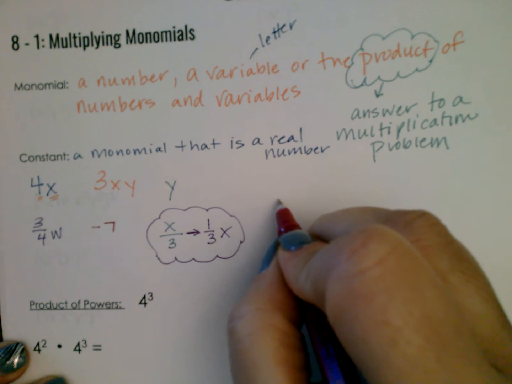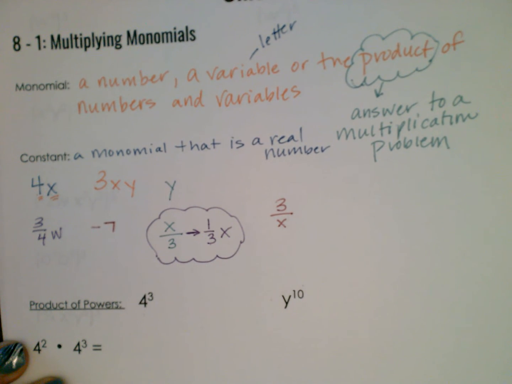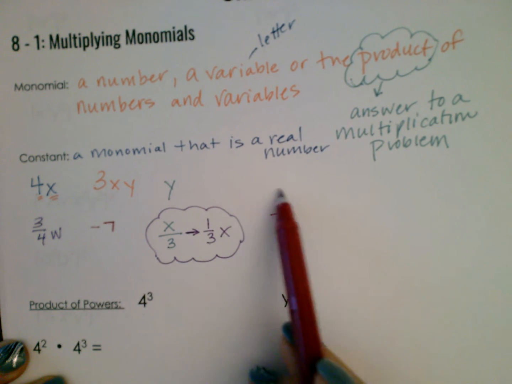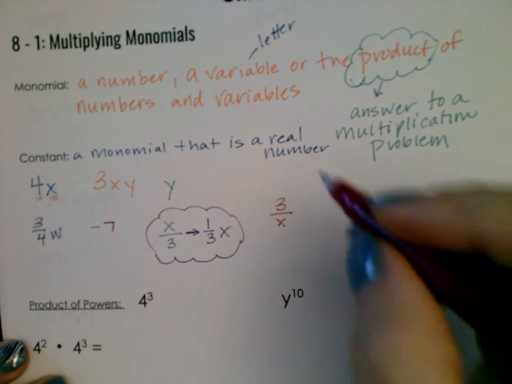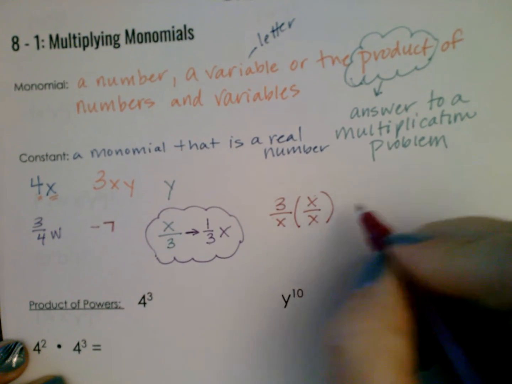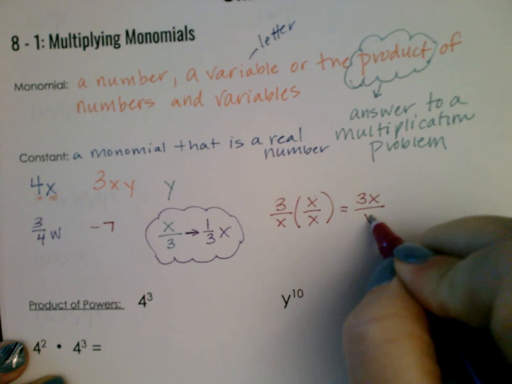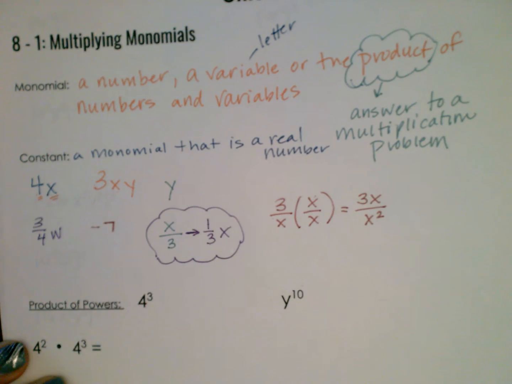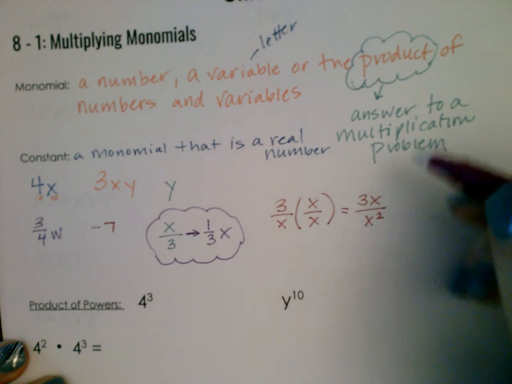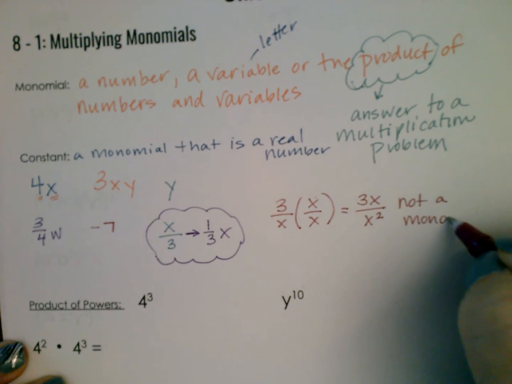Then my question would be, would 3 over x be considered a monomial? Well, how do I get rid of this in the denominator? I could try multiplying by 1 in the form of x over x. Oh, wait. Then I would get 3x over x squared. I still have a variable in the denominator. This is not a monomial.